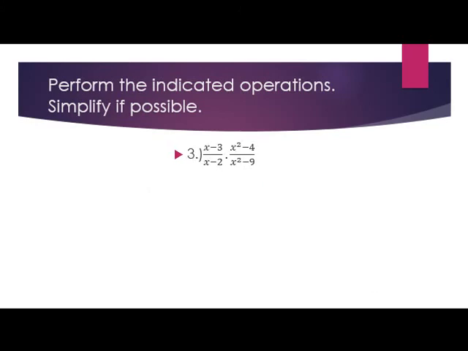Let's factor the second fraction, also differences of squares. So the numerator factors as (x minus 2)(x plus 2) and the denominator (x minus 3)(x plus 3). I'll be able to cancel the (x minus 2)s and the (x minus 3)s. I'm left with x plus 2 over x plus 3.